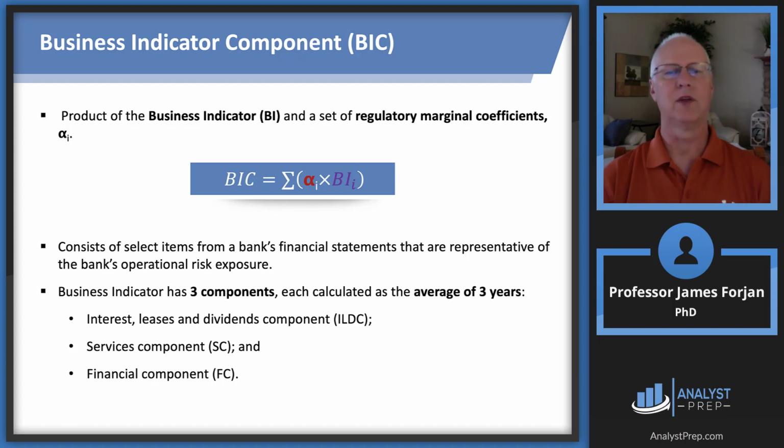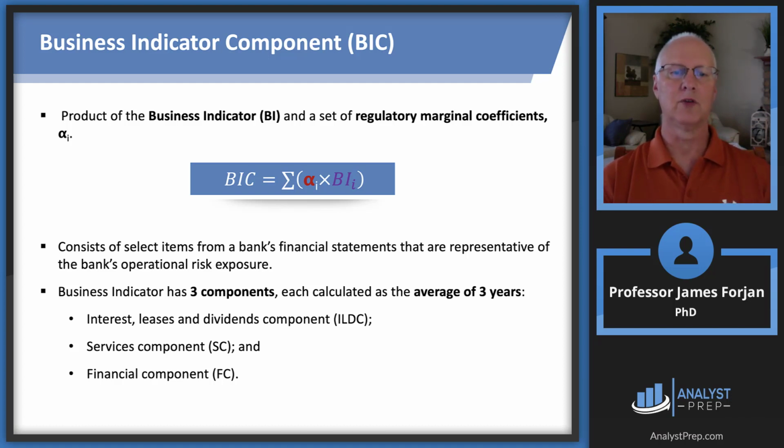That makes perfect sense. Then we have the service component, which is other operating income and other operating expenses. This would include fee income as well, plus any fee expenses. And then the final component is the financial component, and this is the average of the last 3 years of the profit and losses in the trading book and over in the banking book.